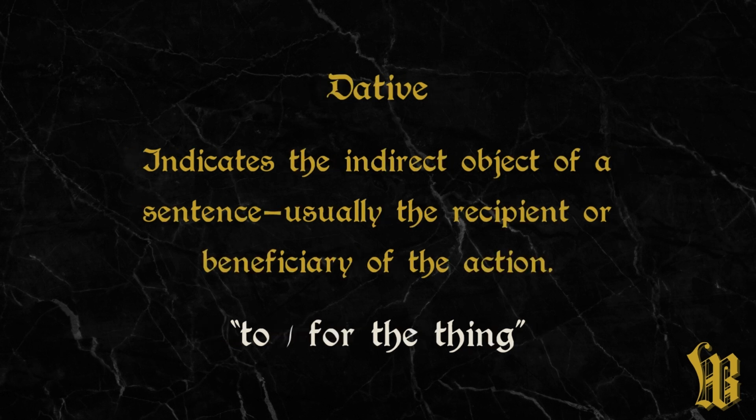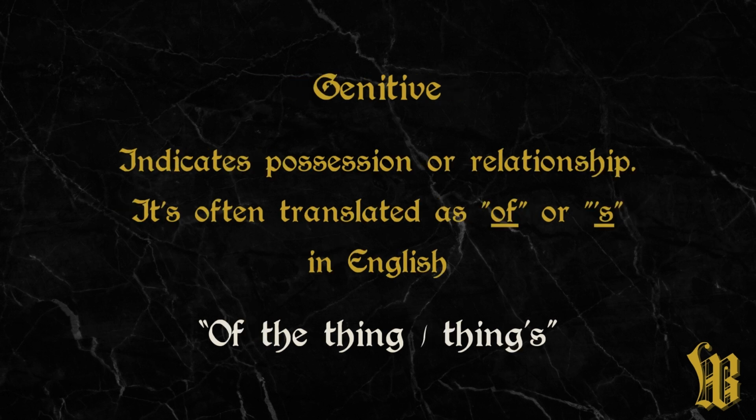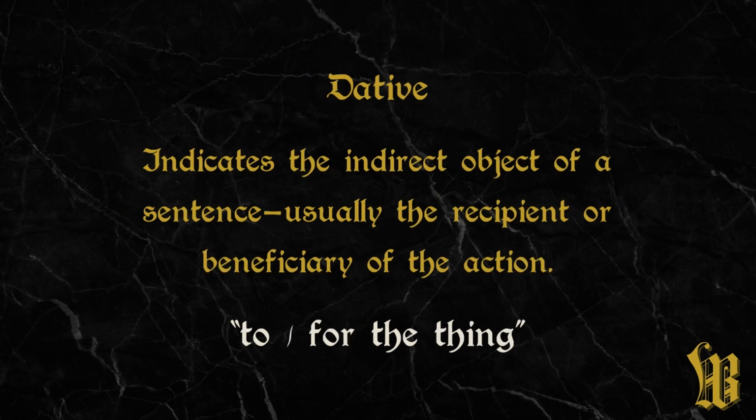Now the dative, that indicates the indirect object of a sentence, usually the recipient or a beneficiary of an action, of the action which is done by the nominative subject. And that can be best memorized as to or for the thing. So we have nominative, the thing verbs, genitive, of the thing, dative, to or for the thing.